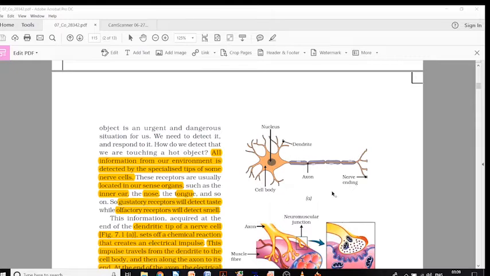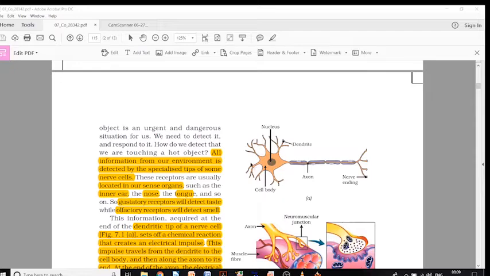What is this? This is a nerve cell. Just like you have studied earlier in your classes, you have studied about cell. What is a cell? Inside a cell you have a nucleus and cytoplasm. So similarly, this is a nerve cell. A nerve cell is different from the other cells in the body. In a nerve cell, you have this kind of structures. So let's begin one by one.